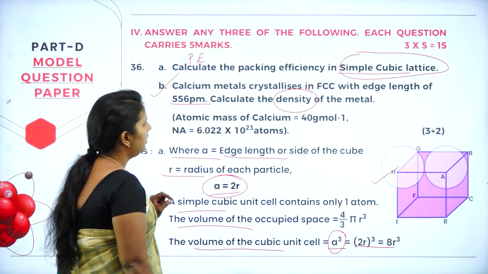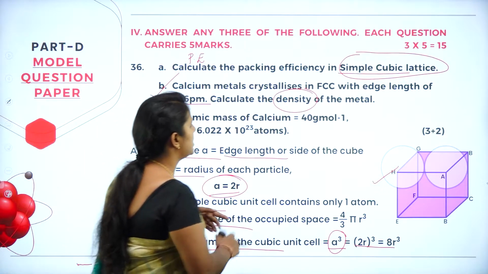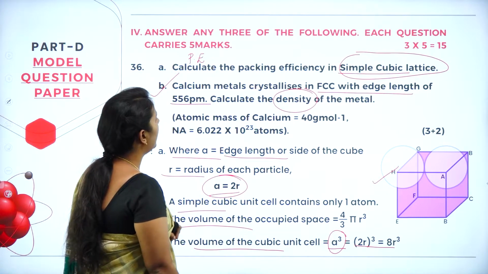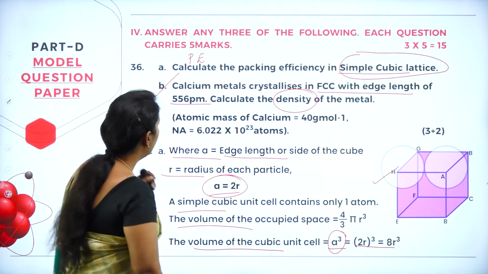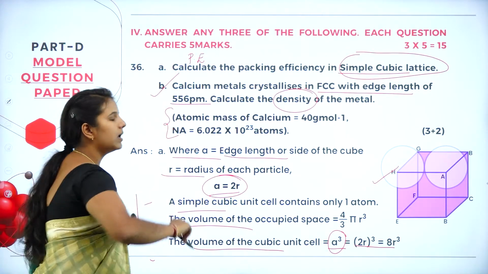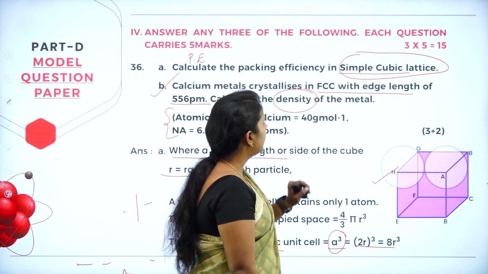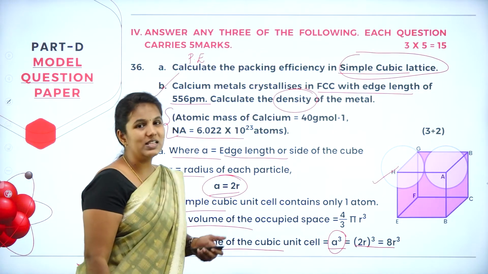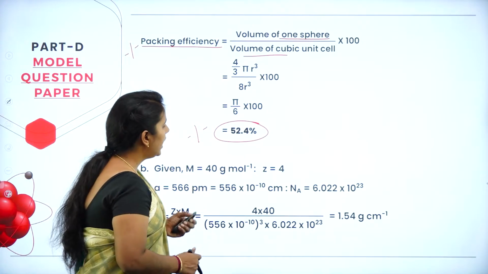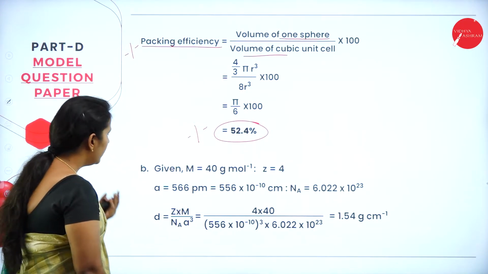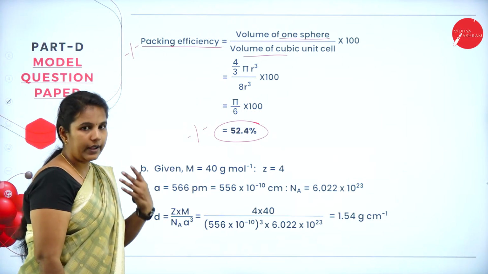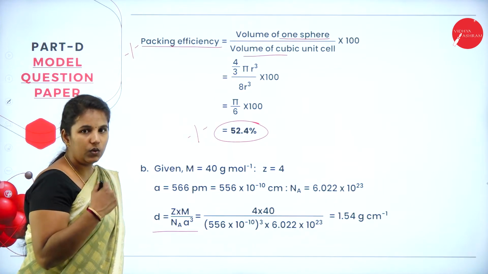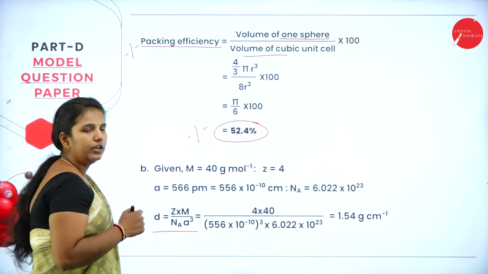The calcium metal crystallizes in FCC with an edge length of 556 picometer. Calculate the density of the cell. They have also given the atomic mass of calcium, that is 40 gram per mole, and the Avogadro number value, NA. Now, how to substitute these values? We know that for density calculation we have a formula. The density of the unit cell is given by Z into M divided by NA into A cube.